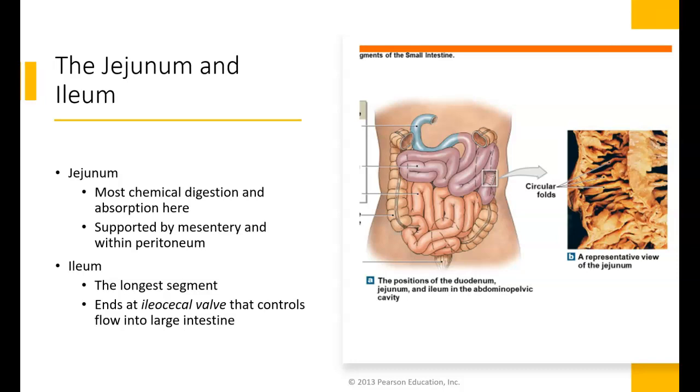The ilium is going to join the cecum, which is the first part of the large intestines, at the ileocecal sphincter or valve. The jejunum and the ilium are actually hooked to the abdominal wall by a layer of tissue called mesentery. And it's too bad we don't have the cadavers anymore because you could actually see, or have to cut through, the mesentery in order to get to the small intestines.